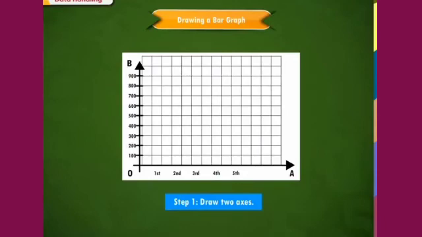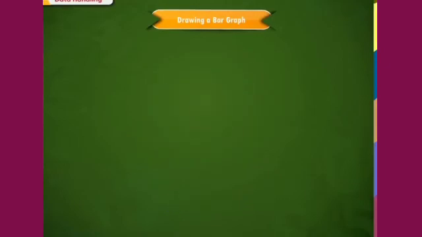We know that categories are represented on the horizontal axis and the values of the categories are represented on the vertical axis. In this problem, the categories are the weeks. That is, first week, second week, third week, fourth week, and the fifth week. The values of the categories are the number of mattresses, which are to be marked on the vertical axis.